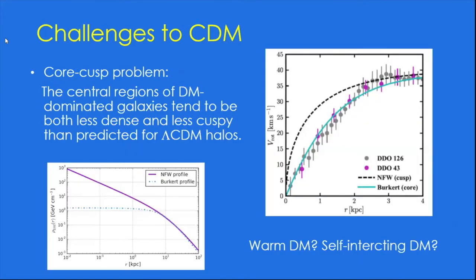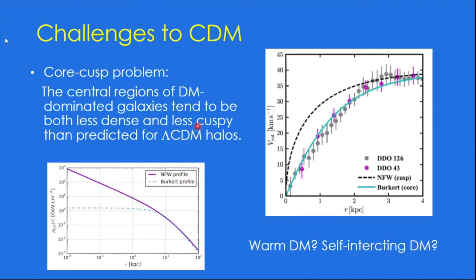The second problem is the cusp-core problem. The central regions of dark matter dominated galaxies, as inferred from rotation curves, tend to be both less dense and less cuspy than predicted for standard lambda CDM halos. Shown here are rotation curves of two dwarf galaxies, DDO 126 and DDO 43, both fit better with a Burkert profile or Burkert halo with core profile. This is the Burkert profile, rather than the cuspy NFW, Navarro-Frenk-White halo profile.